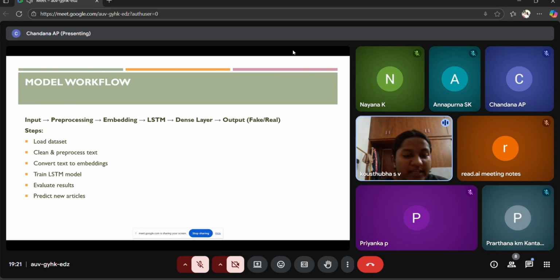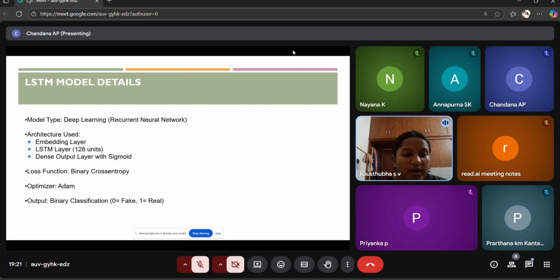And moving on to the LSTM model details, our model uses a deep learning architecture based on a recurrent neural network. It starts with an embedding layer which converts each word into a fixed length vector. Then we use an LSTM layer with 128 units to learn sequential patterns in the text. This layer is key to understanding context and improving accuracy.